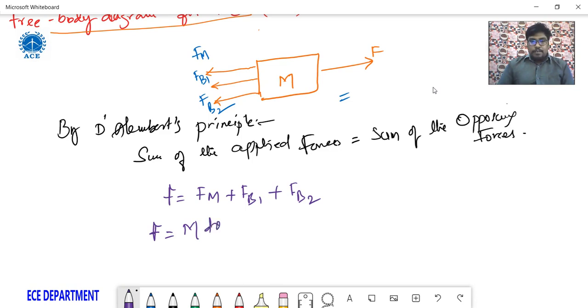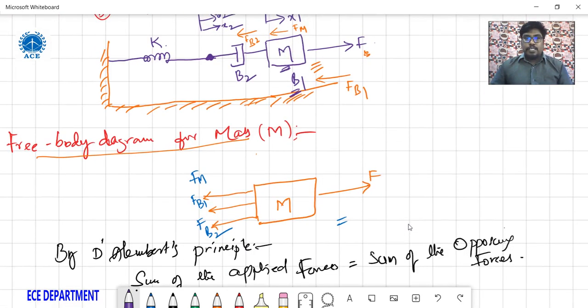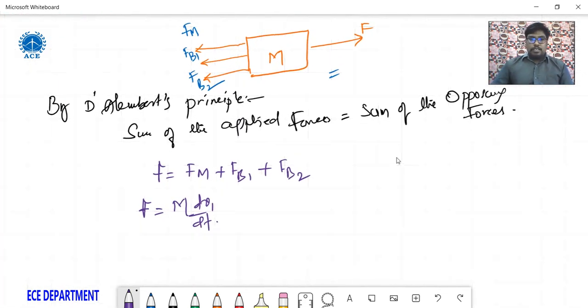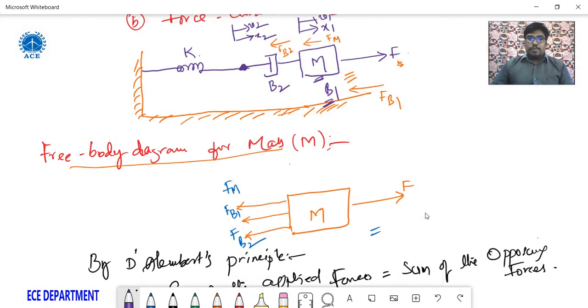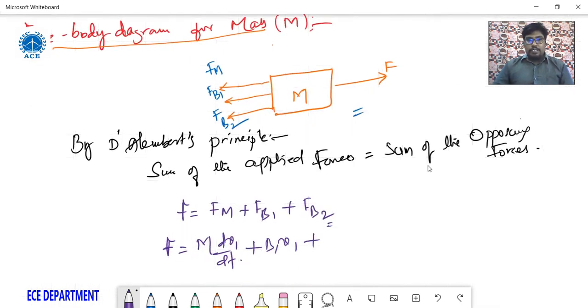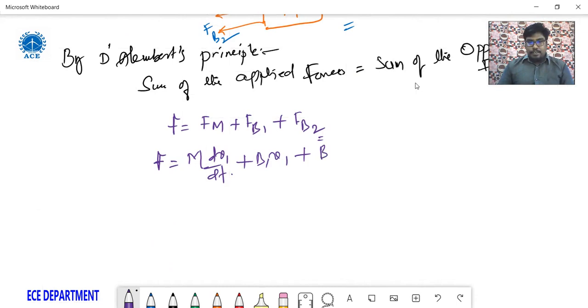M dv1/dt. In this case v1 is the velocity of mass 1, so the force at mass m depends on velocity v1. Plus b1 v1, plus, since v2 is connected at a node between the mass and the spring, we can name it x. B2 depends on two velocities, v1 and v2, therefore I can write b2 times (v1 minus v2). This is considered as equation 1.